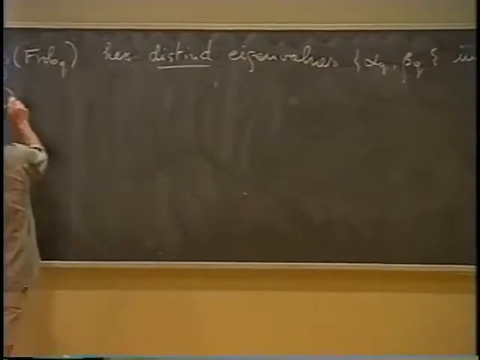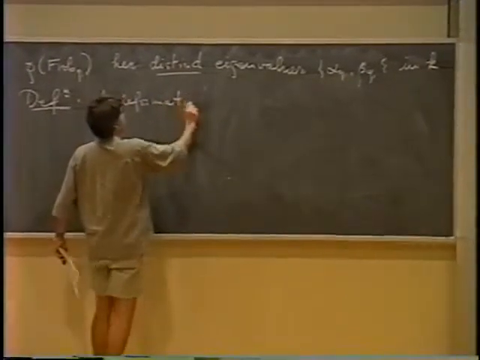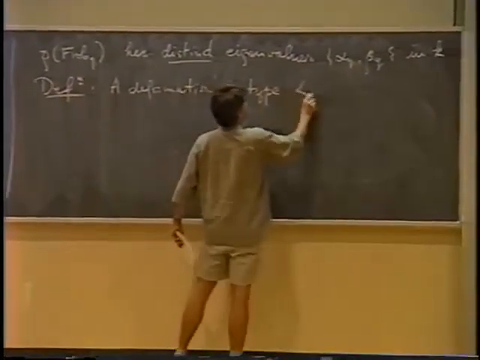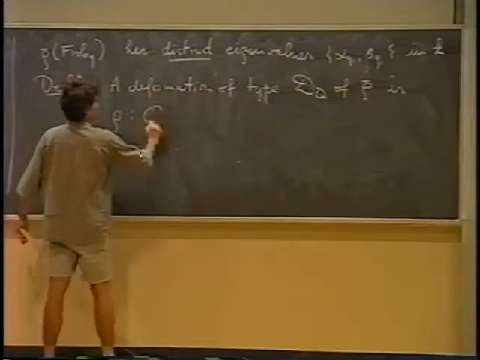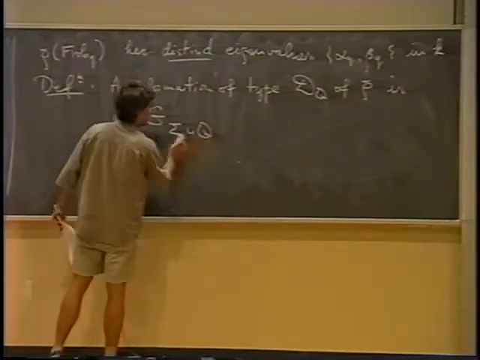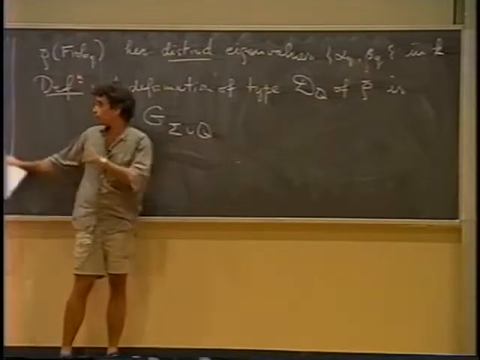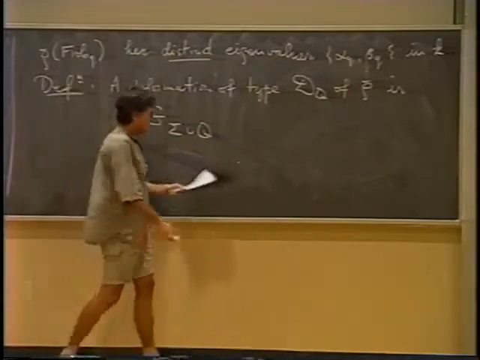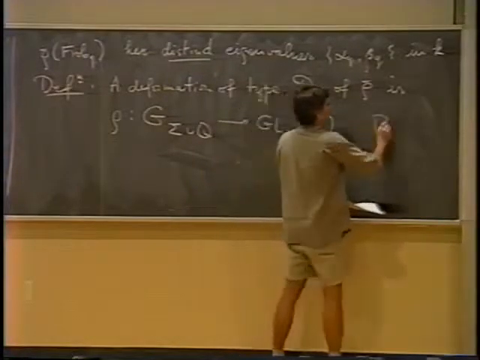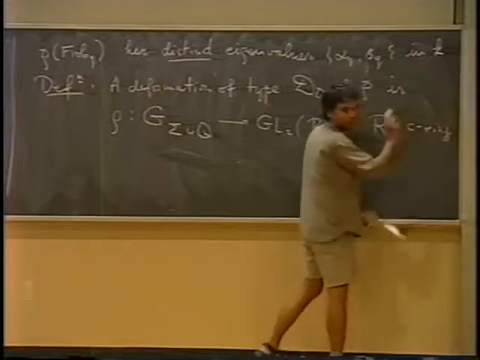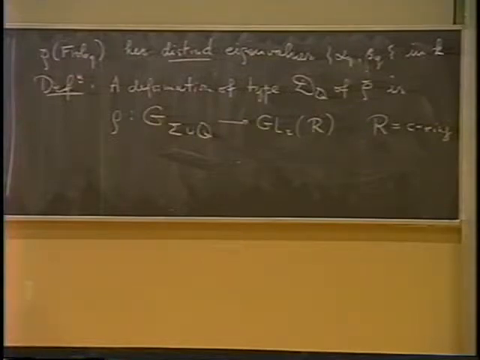Okay, and the definition is a deformation of type DQ of rho bar is rho from, let me write G sigma union Q for the maximal Galois group of the rationals, which is unramified outside sigma and Q, and these auxiliary primes Q, to GL2 of some R, let me call it a C ring following Mazur's terminology, the kind of ring we've been considering all the time.